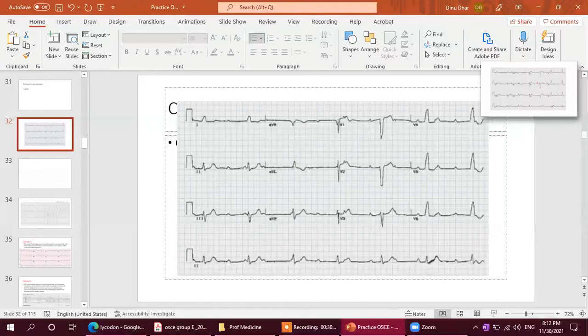Now, the basic principle of second degree AV block is that some P waves are conducted and some P waves are not conducted. That is the principle. There are two types of second degree AV block. The first one is called Mobitz type 1.